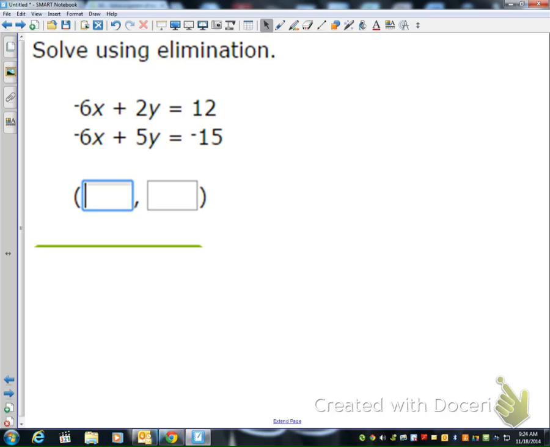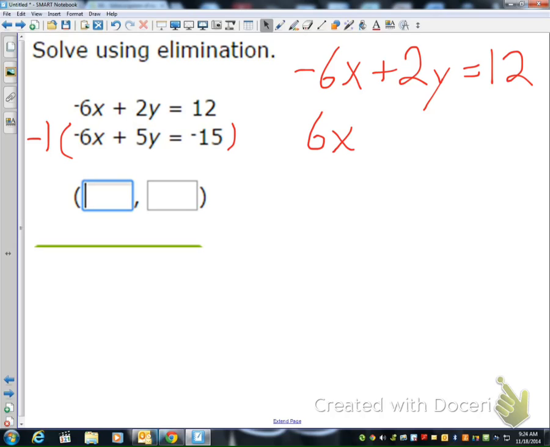So my equations would look like negative 6x plus 2y equals 12. And then if I multiply this one through by negative 1, then instead of negative 6x, I'll have positive 6x. Instead of plus 5y, I have minus 5y. Instead of negative 15, I have positive 15, right? So the nice thing about multiplying through by a negative is all it does is change all of your signs, right?